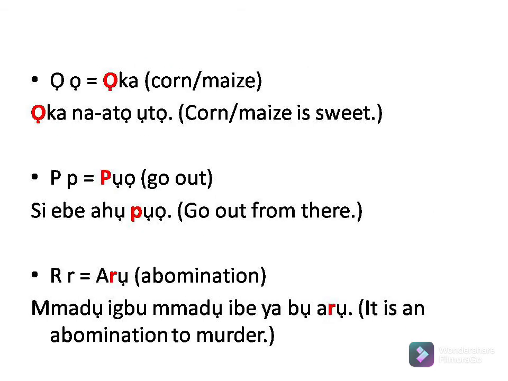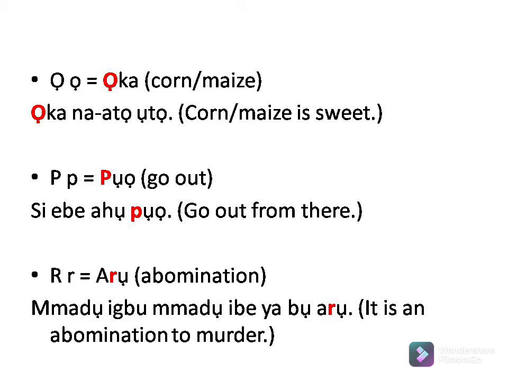On the next slide, we have O, and we can find that O in Oka. Oka means corn or maize. And in the sentence, we have Oka na-atọ ụtọ, which means corn or maize is sweet.